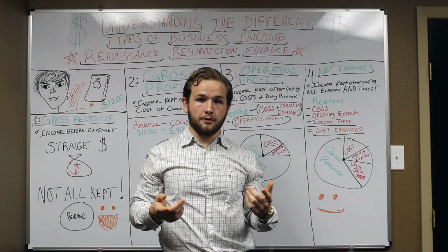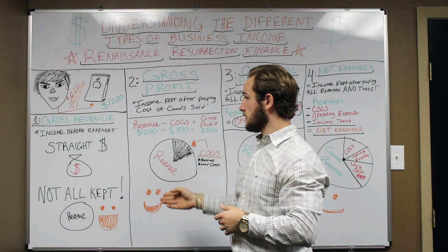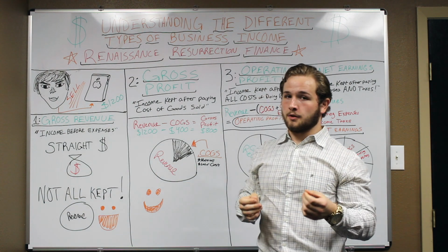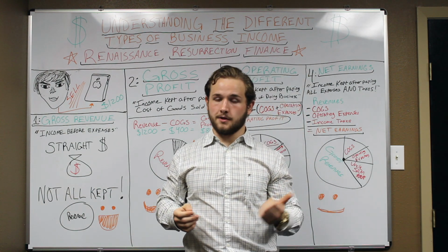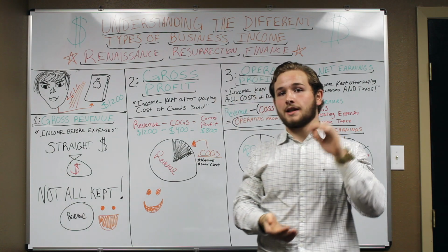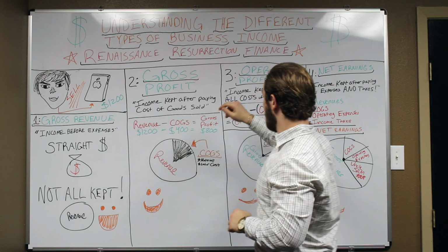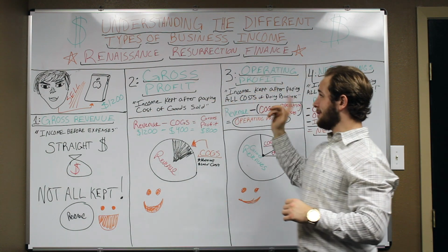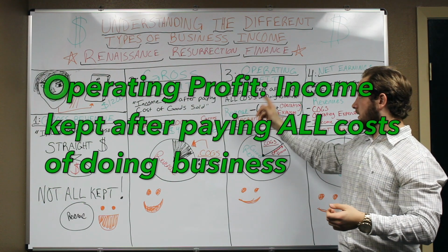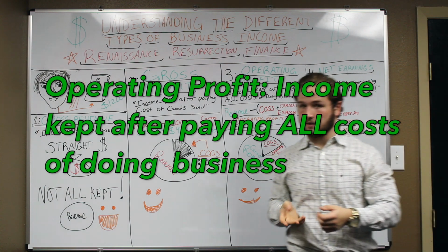Alright, so now after you've determined what your gross revenue is and you step through, you subtracted out your cost of goods sold, and you determine what your gross profit is, now you're ready to understand the next step in breaking down your business or a business that you're investing in's income, and that next step is determining what the operating profit is. So, gross revenue goes to gross profit, and gross profit goes to operating profit. So operating profit can be defined as the income kept after paying all costs of doing business.